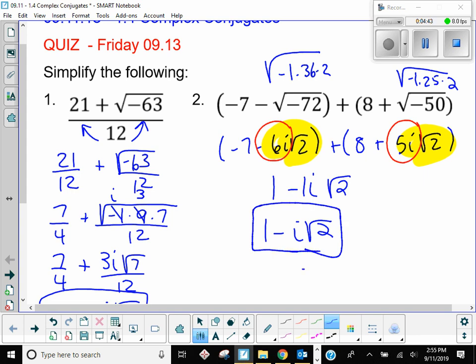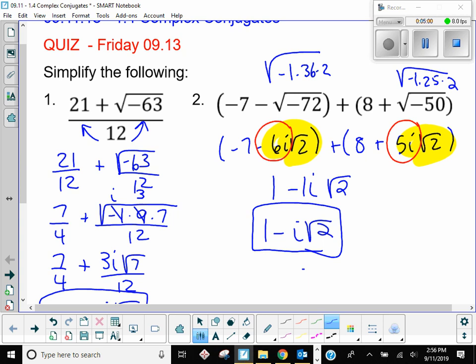And several people have asked me today, well, what would you do if the radicals were different? There's nothing to do. You would just bring them down into your final answer. It's the same thing as if I had 3x plus 2I. I wouldn't be able to do that math. I would just bring it down in my final answer.